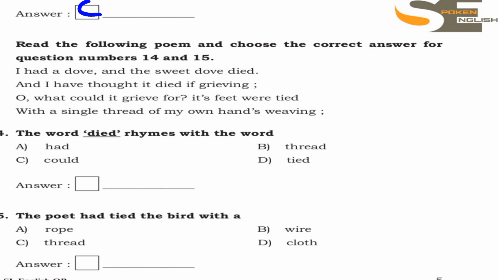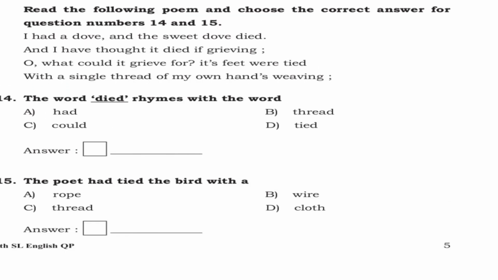Question number 15. The poet had tied the bird with a dash. In the poem itself, it is given: "Oh, what it could be grief for, its feet were tied, right?" So it was tied with a single thread of my own hands weaving. So the poet had tied the bird with a thread. Option C is the right answer.